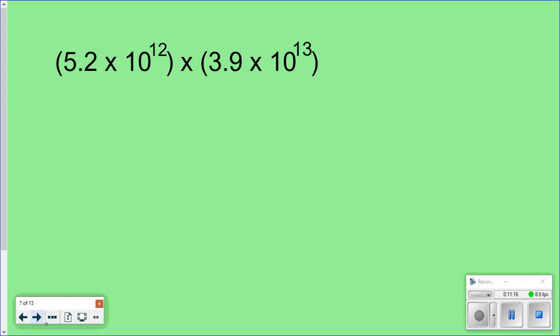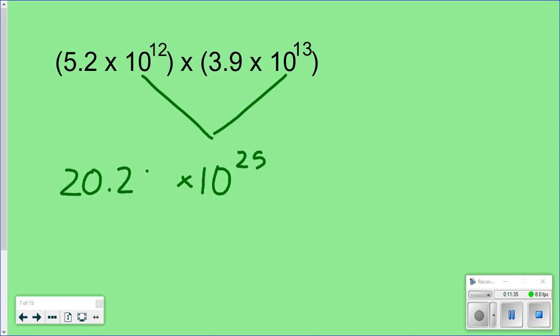Try this one. Worry about this part. The hardest part is rewriting it so it's in the correct scientific notation. That is the hardest part. 5.2 times 3.9 is 20.28. Okay, not correct, so I'm going to rewrite it. I'm going to move it once this way. And if you look back at your notebook, if you move it once to the left, you're going to add one to the exponent, so it should be to the 26th.